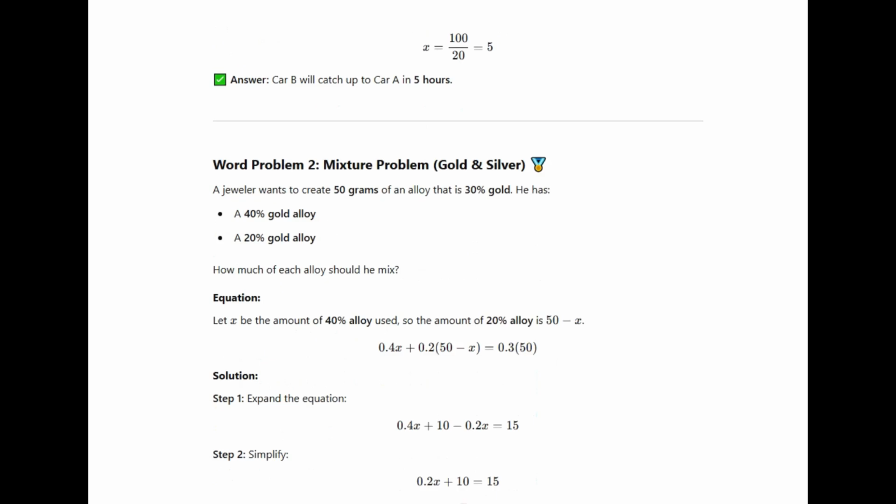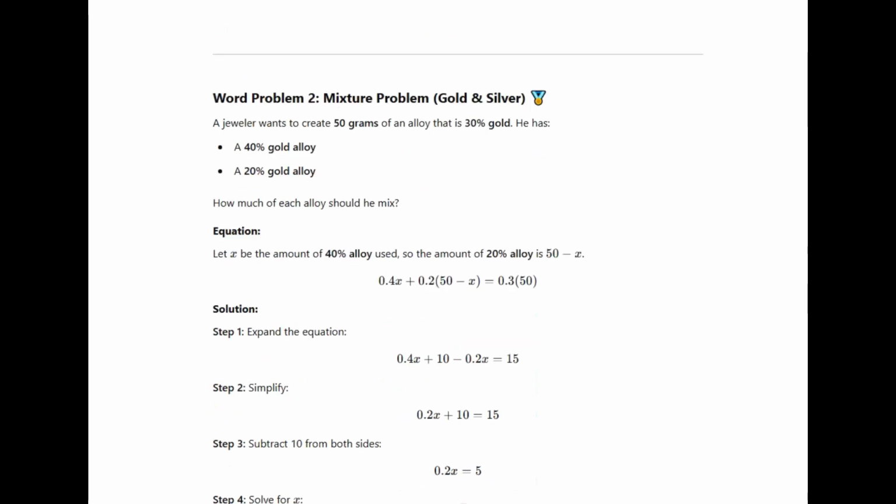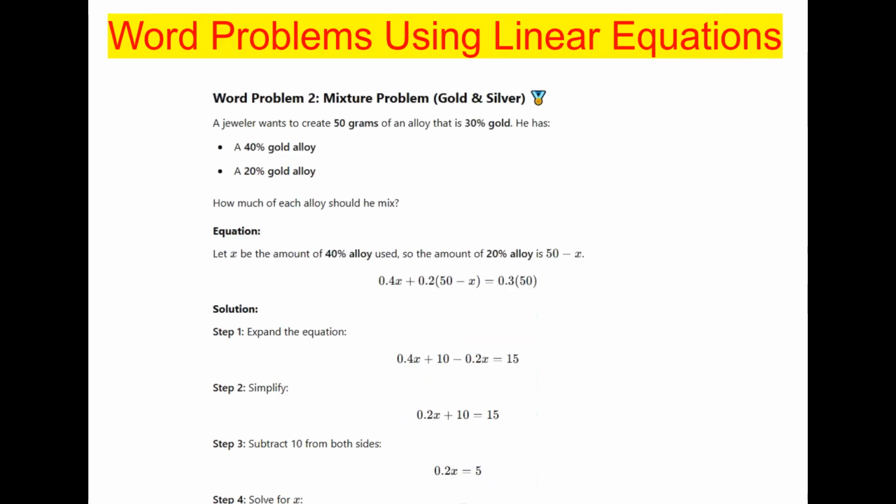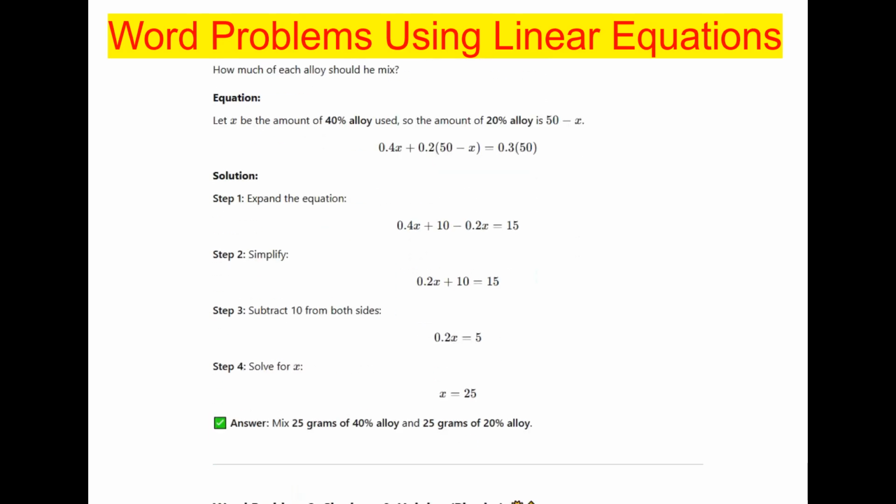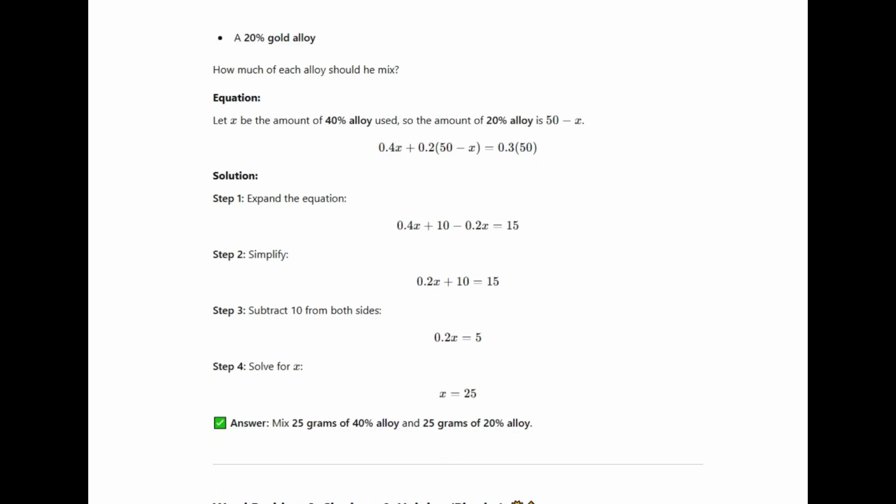Mixture problem. Gold and silver. A jeweler wants to create 50 grams of an alloy that is 30% gold. He has a 40% gold alloy and a 20% gold alloy. How much of each alloy should he mix? Equation: let x be the amount of 40% alloy used. So the amount of 20% alloy is 50 minus x.